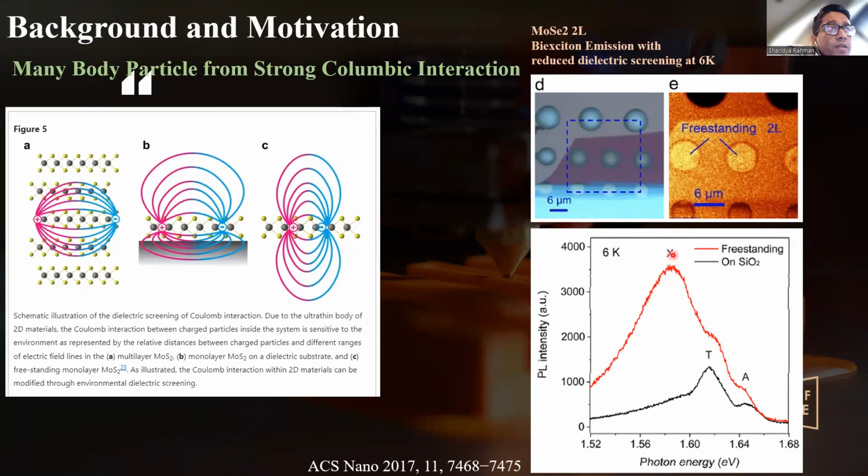We can see from the freestanding one, there is an emission of excitons and trions, and eventually there is a biexciton emitting at a lower energy at 6 Kelvin. This emission of biexcitons is actually taking place because of the reduction in the dielectric screening. And this results in the formation of many-body particles, which have several applications in optoelectronic devices.